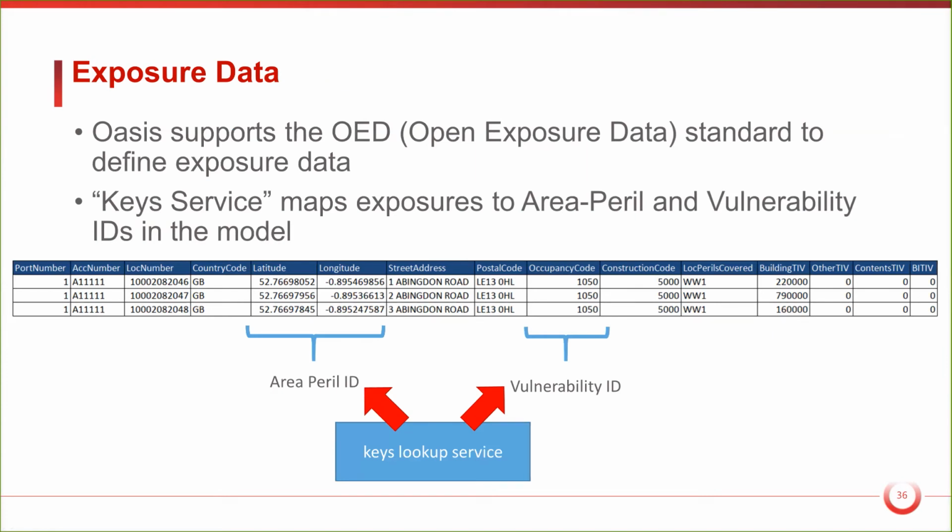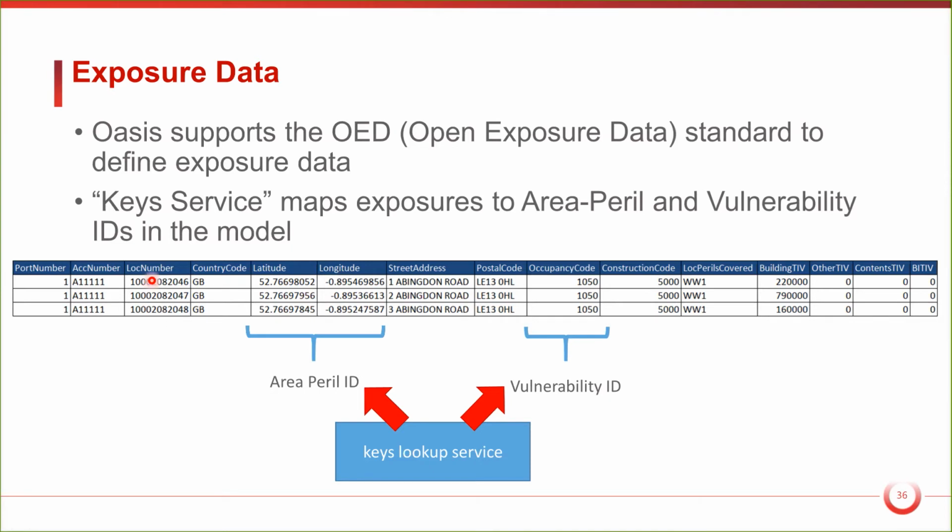Okay, jumping on to exposure data quickly and how that fits into the equation. Matt's already explained a little about what the OED is, the Open Exposure Data standard. This is the standard that we support in Oasis. And when we're handling exposure in an Oasis model, we have what we call a keys service or a lookup service, which maps exposures to area peril and vulnerability IDs, which is how it plugs into that hazard and vulnerability concept.